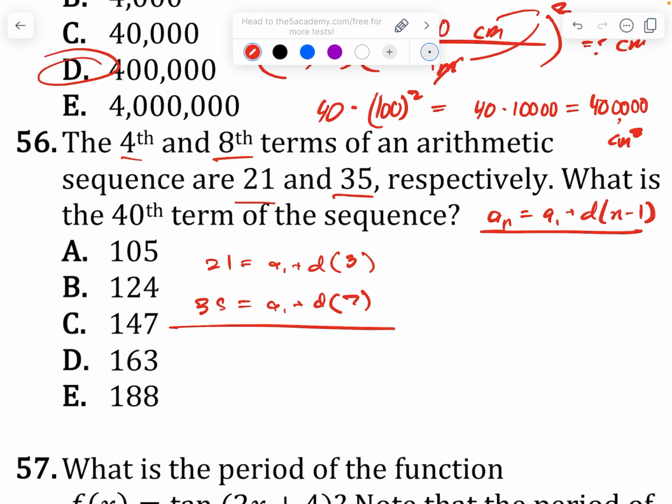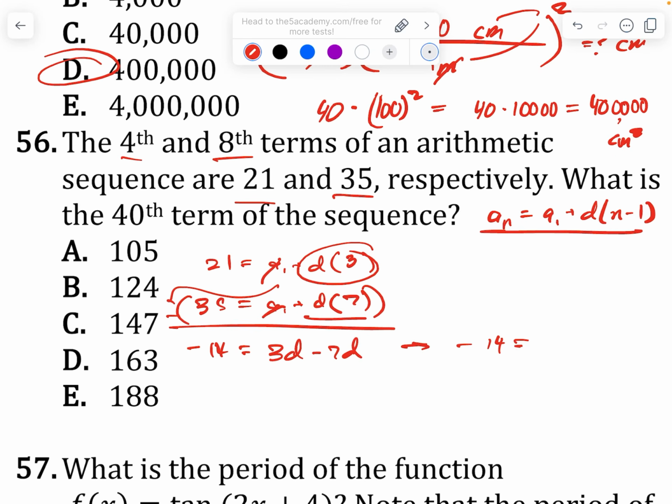Okay. Now if I want to find D, I can just subtract the first equation from the second, or the second equation from the first. I get negative 14 is equal to A1 minus A1 plus 3D minus 7D. Okay, so negative 14 is equal to negative 4D. Divide everything by negative 4, and we end up getting D equals 3.5. We're adding 3.5 every time.